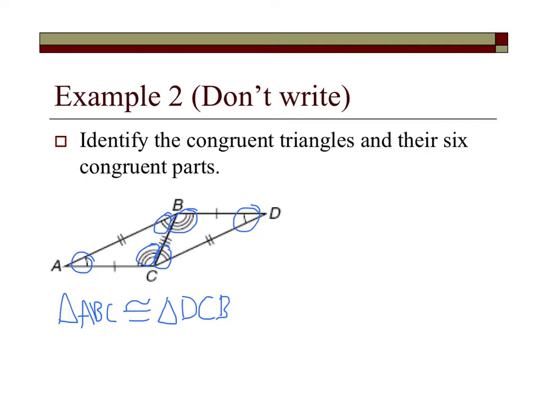And there you go. And we can even check the segments too, like we did before. Let's see, how about BC should match up with CB. BC and CB both have 3 tick marks. AC has 1 tick mark. DB has 1 tick mark.